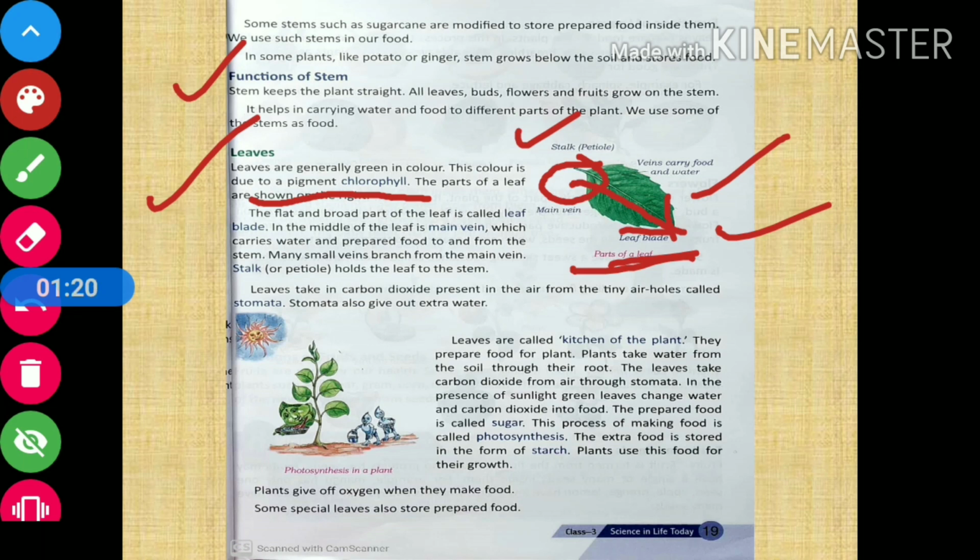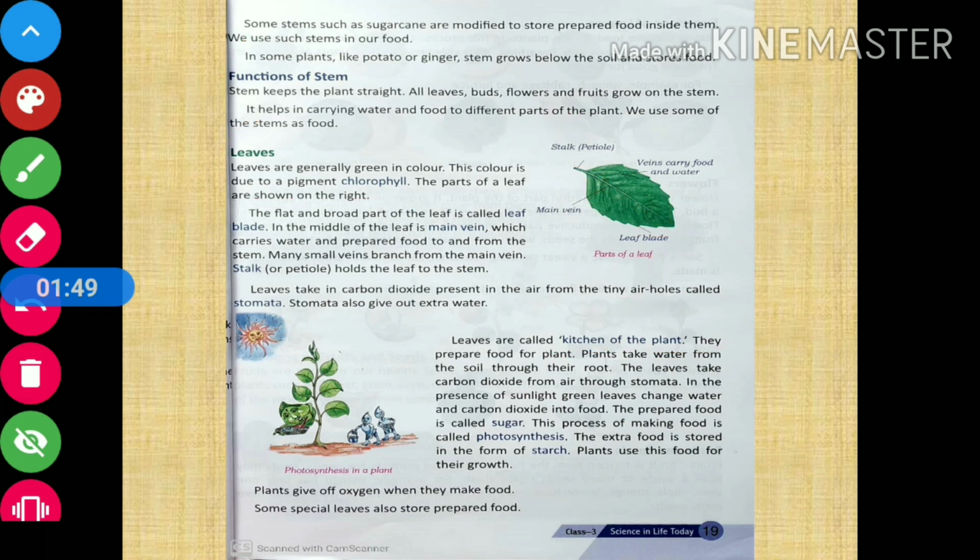Now there are many tiny air holes through which carbon dioxide present in the air gets into the leaf. These tiny air holes are called stomata, through which exchange of gases takes place. There is one more thing we should know, that leaves are called the kitchen of the plant. Why is this so? This is because leaves prepare food for plants.